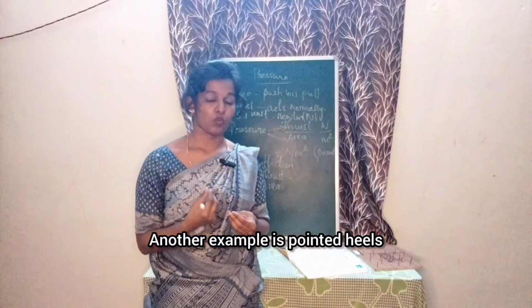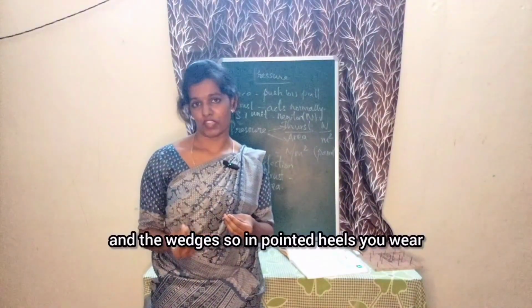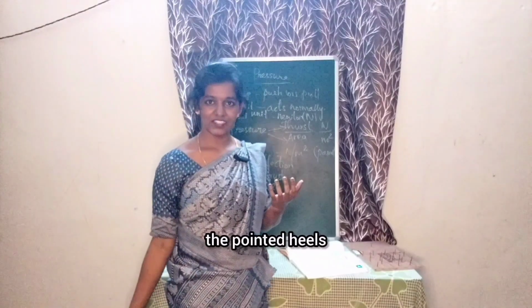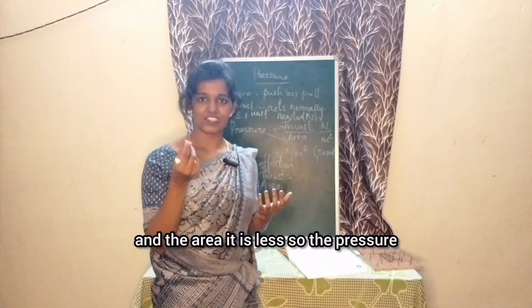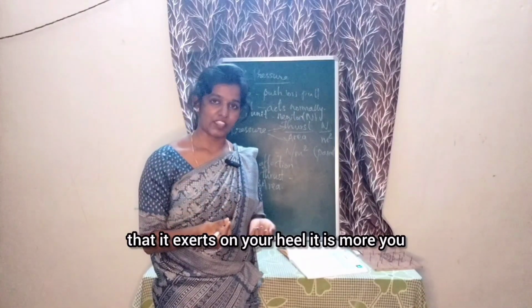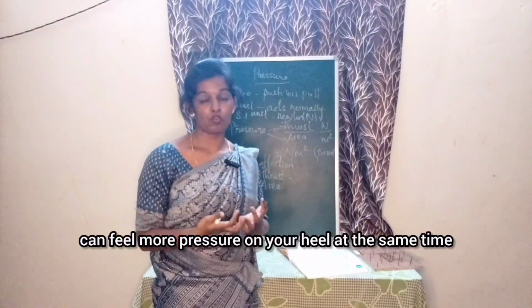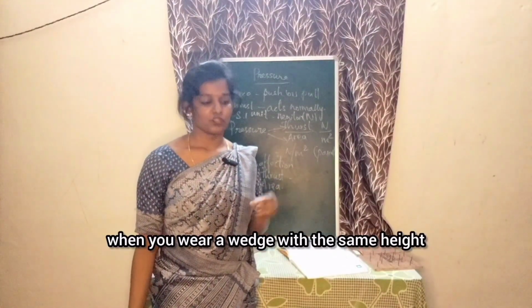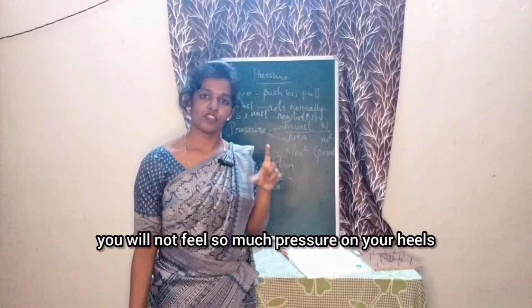Another example is pointed heels and wedges. When you wear pointed heels, the area is less, so the pressure it exerts on your heel is more. You can feel more pressure on your heel. At the same time, when you wear a wedge with the same height, you will not feel so much pressure on your heels.